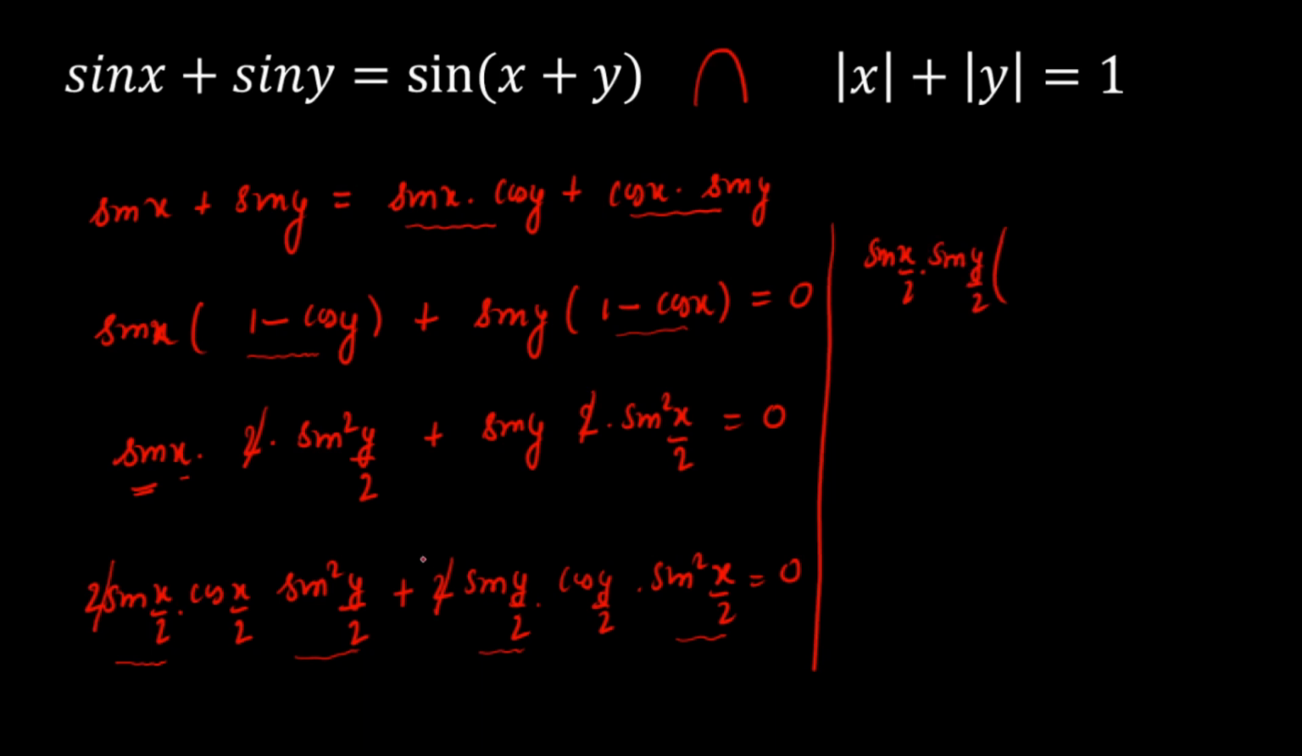Now remaining inside is, if I take sine of x by 2 and sine of y by 2 common, remaining is sine of y by 2 multiplied by cos of x by 2 from the first term. Now from the second term you can see here the remaining is cos of y by 2 multiplied by sine of x by 2 is equal to 0.